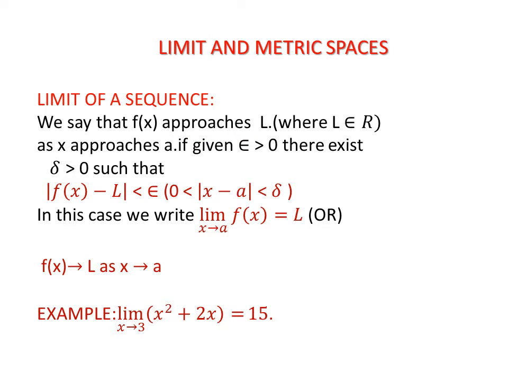We say that f of x approaches L, where L belongs to R, as x approaches a, if given epsilon greater than 0, there exists delta greater than 0 such that modulus of f of x minus L is less than epsilon whenever 0 is less than modulus of x minus a less than delta. In this case, we write limit x tends to a of f of x equals L, or f of x tends to L as x tends to a.